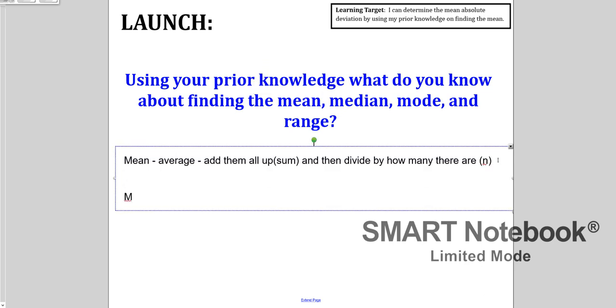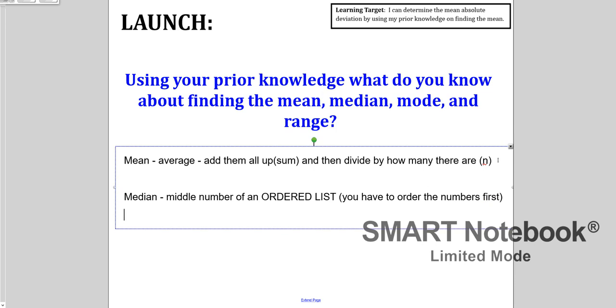Then there is median. Median is a word you might see in real life, actually, if you're driving on a big highway, in the middle where the grass is and there's that cement wall. That's called the median. It's in the middle. So the median is the middle number of an ordered list. The key there is you have to order the numbers first. You cannot find a median unless you order them.